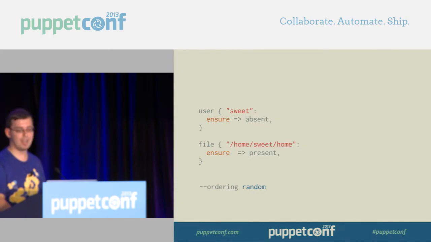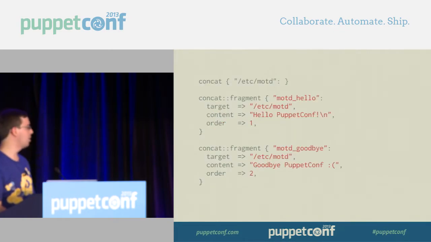So relationships are great. But beyond that, there's other things we can do with the catalog, to again be more clear and explicit about what it is that we want from Puppet. Like here's a common example. I assume many people have used concat. If you haven't, you should.